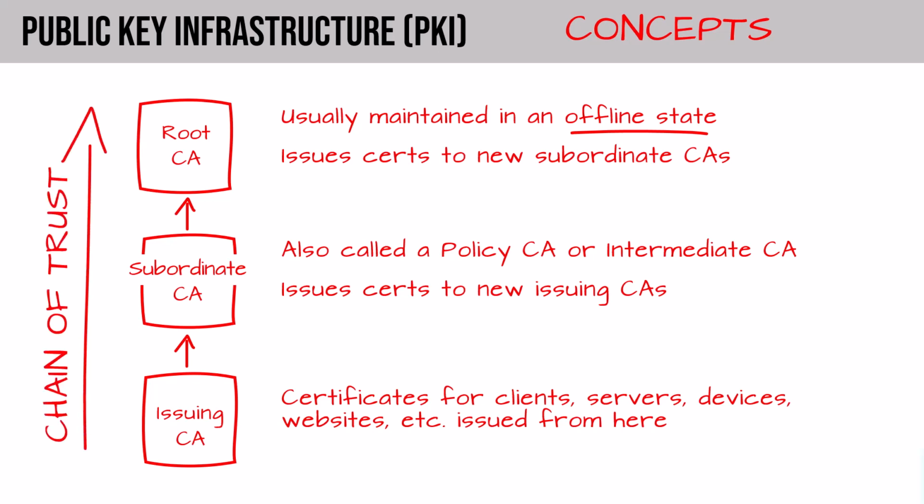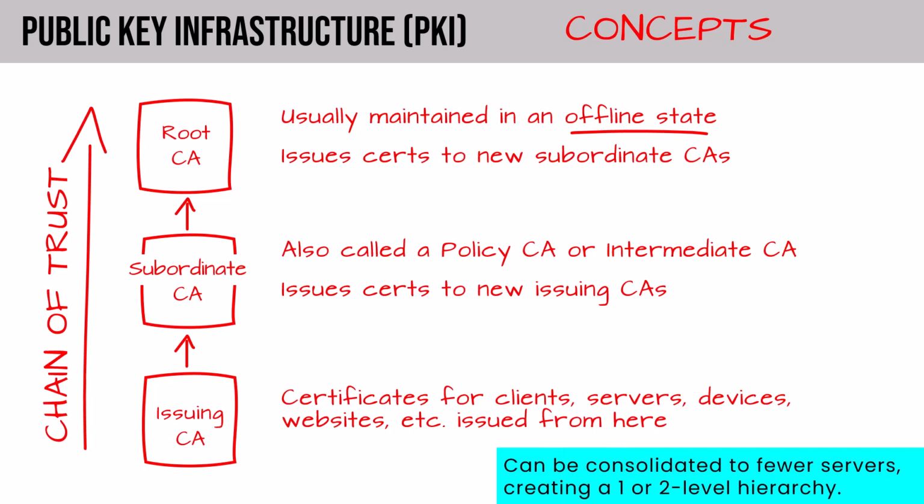And this can be consolidated into fewer servers, fewer layers, creating a 1 or 2 level hierarchy. Generally speaking, in production, you want a 2-layer hierarchy at minimum. So if you have a breach, for example, of your issuing CA, you can redeploy that without having to start from scratch. And in a 3-tier system, you could have a breach at the issuing or subordinate levels and still recover by revoking and reissuing new certificates for subordinate and issuing CAs.